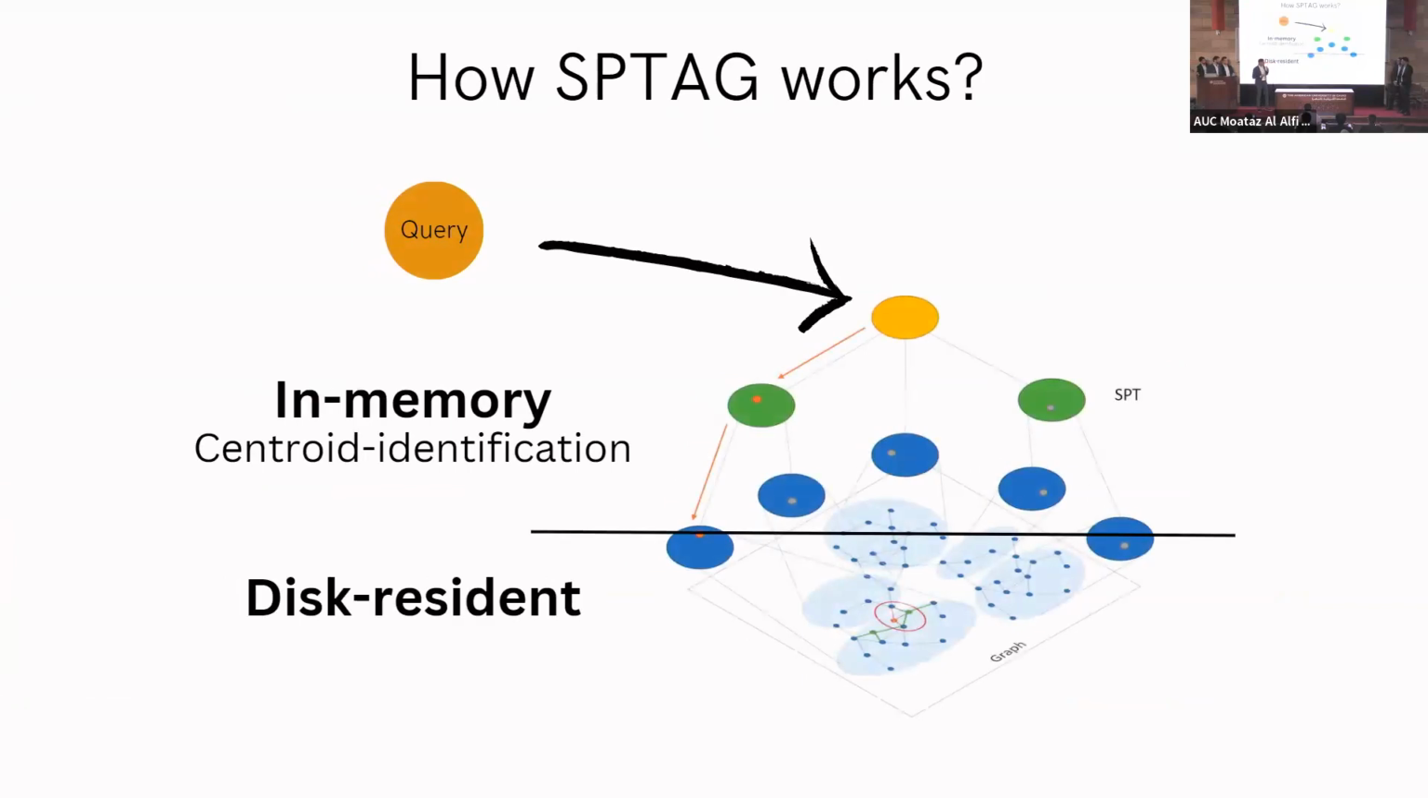Well, when SPTAG is presented with a query, it first performs a search in the memory for the graph centroids. Graph centroids are representative of the data clusters in the disk. And after identifying the needed graph centroids, it then fetches the data from the disk into the memory and performs the computation.